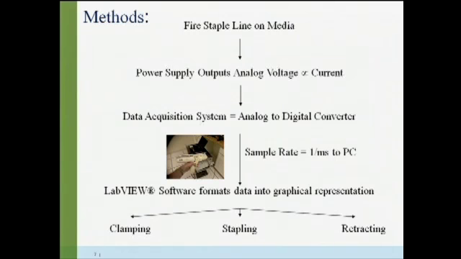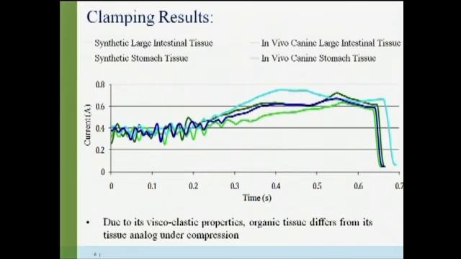We then had LabVIEW software programmed to format the data into graphs, and we can analyze this data, and we separated it into 3 intervals. First, when the device clamps on the tissue. Second, when the device staples and transects the tissue. And third, when the device retracts the knife back into the device. So our main parameter of measurement was electric current. And this is the graph of the electric current when the device first compresses the tissue. Again, the electric current is directly related to the amount of force that the tissue experiences.